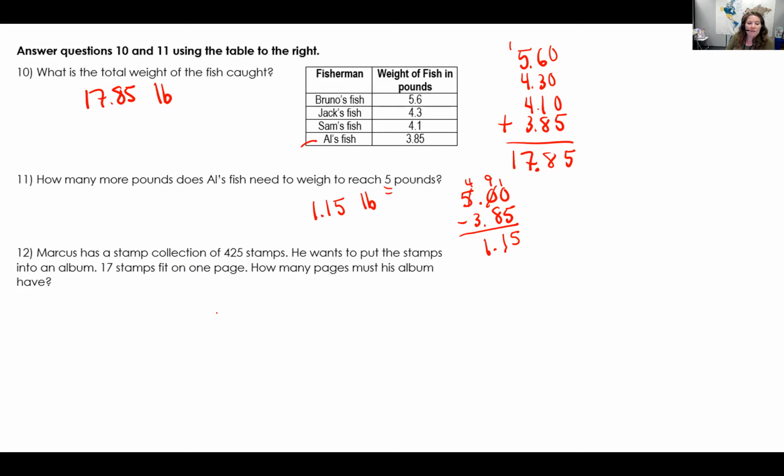Marcus has a stamp collection of 425 stamps. He wants to put the stamps into an album. 17 stamps fit on one page. How many pages? So we're going to take his total number of stamps and divide by 17. Well, 17 won't go into 4. It'll go into 42. Let's see, 3 is going to be too much. I'm going to do a 2. So 2 times 7 is 14. Carry the 1. 2 times 1 is 2, plus 1 is 3. So I'm going to borrow, 12 minus 4 is 8. I'm going to bring down a 5. 17 goes into 85.